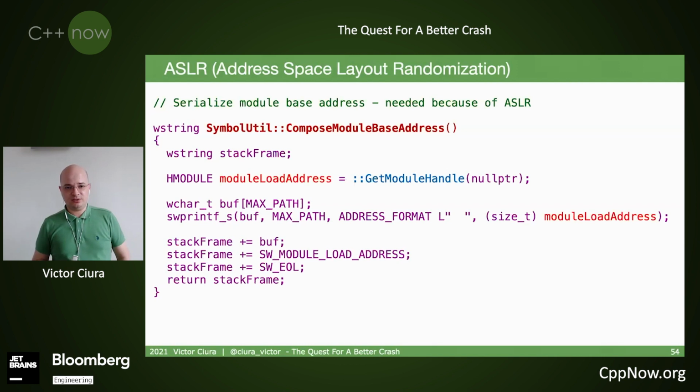I mentioned the ASLR and computing the base address. That's, again, very easy to do. It's just one API, GetModuleHandle. When you pass it a null pointer as a parameter, it gives you the module load base address. That's it. It's fairly simple. It's a documented API, very easy to use. You just need to store this somewhere in the crash report. And this is a simple example of how to store it.